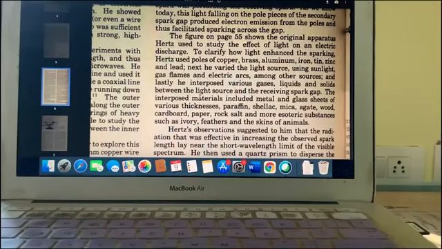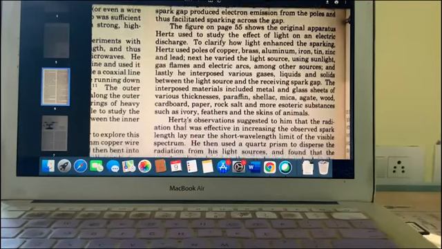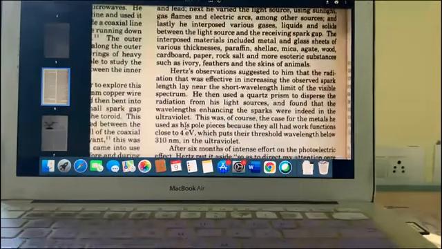A very thorough experiment, a very thorough analysis. The interposed materials included metal and glass sheets of various thicknesses, paraffin, shellac, mica, agate, wood, cardboard, paper, oxide, and more esoteric substances such as ivory, feathers and skins of animals and so on. And finally he finds that the radiation most effective in increasing the observed spark length lay near the short wavelength limit of the visible spectrum.